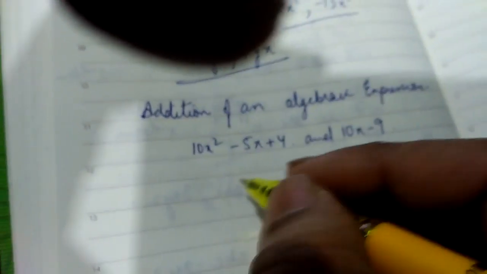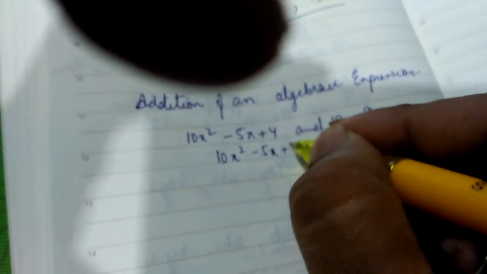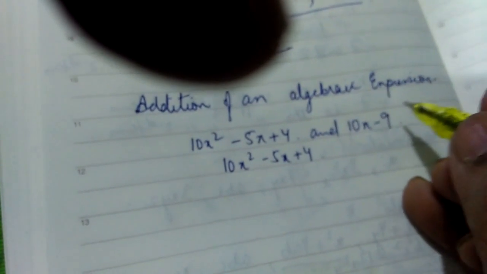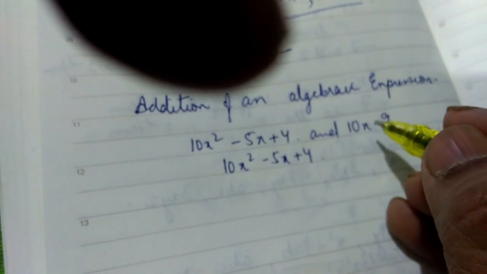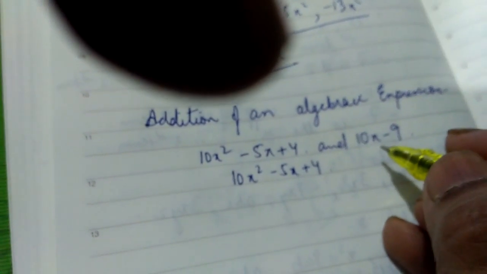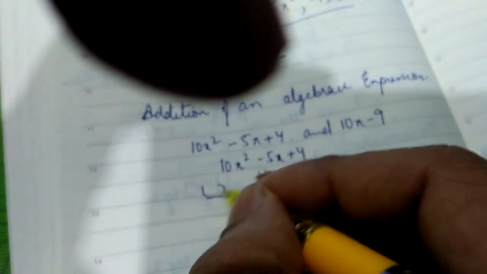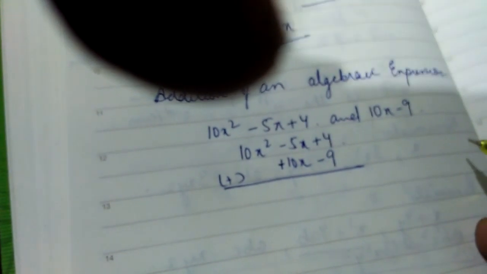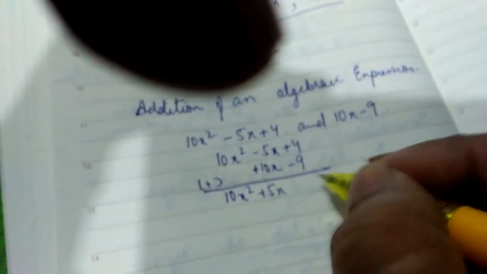The best way is to write the first expression on the first row, and then write the second expression in the second row with the powers of x below the same powers of x in the first expression. So 10x will come below minus 5x, so plus 10x minus 9. Here there is an addition sign, so there is no problem. It is a straightforward addition. So 10x square plus 5x minus 5 is going to be your answer.